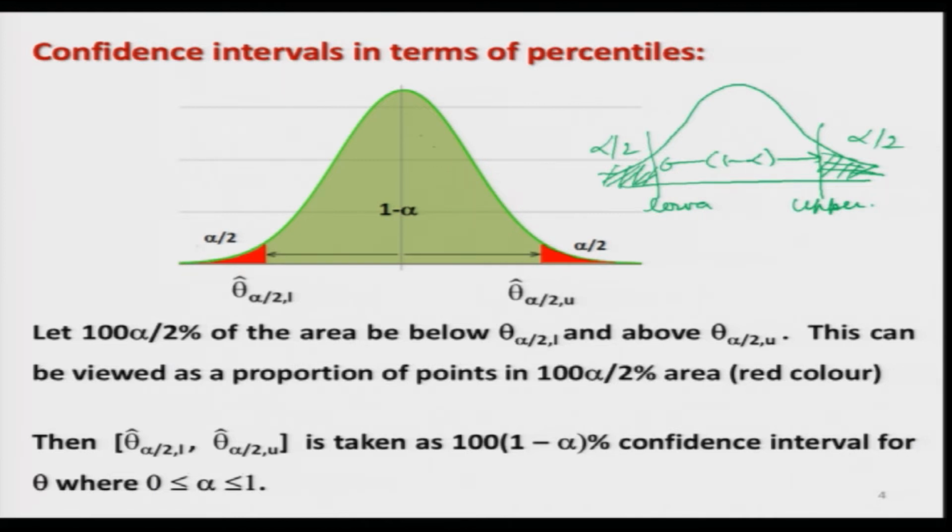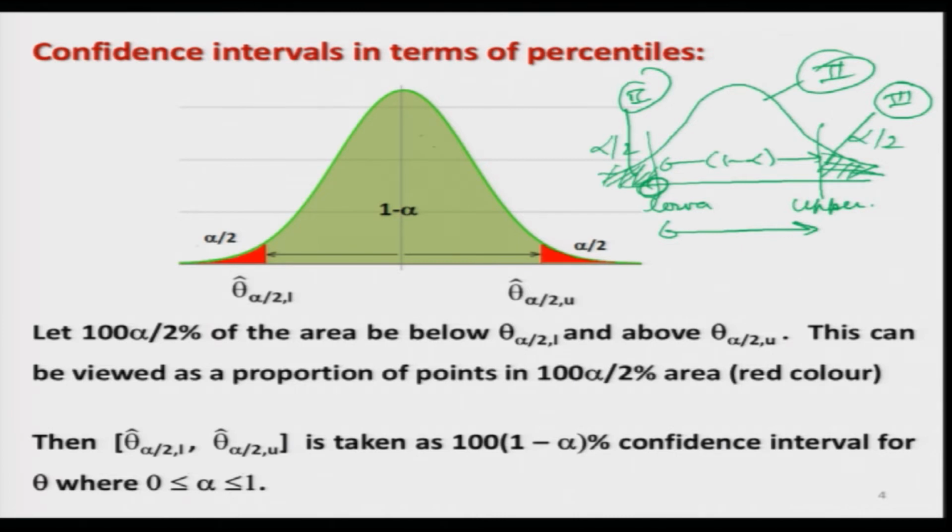And these limits have been defined in such a way that they are the values on the x axis here, which divide the entire area into 3 parts: part number 1, part number 2, and part number 3. This area has been divided in such a way that the area in the middle is 1 minus alpha, and the sum of the areas at the 2 extremes is alpha. In this case, this is alpha by 2 plus alpha by 2.